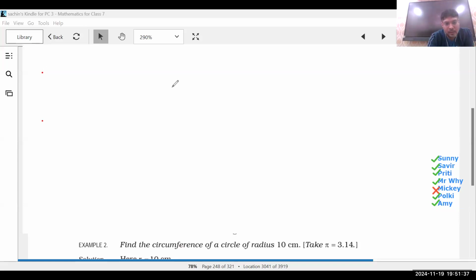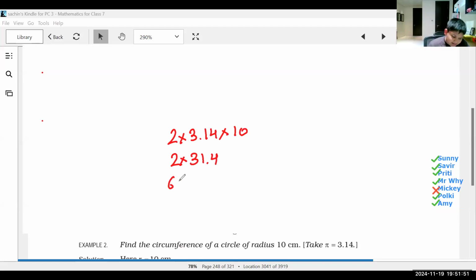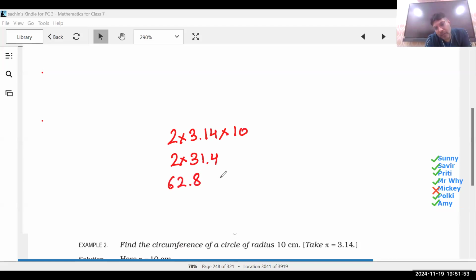So 2 times pi times r. What is r? 10. So what will it be? 31.2 into 31.4, which is 6.8 centimeters. Don't make mistakes, child, don't make mistakes.